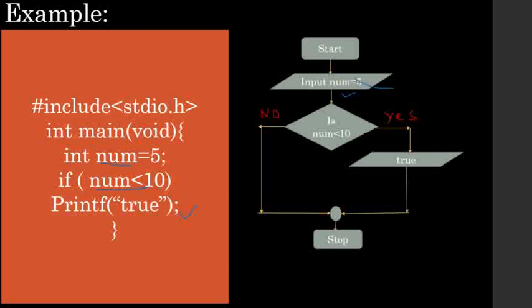Suppose in place of 5, I check 11, so now num = 11, and we know that 11 is not less than 10. So this time this statement is false. It means the false part will be evaluated. So the output is nothing because there is nothing present.